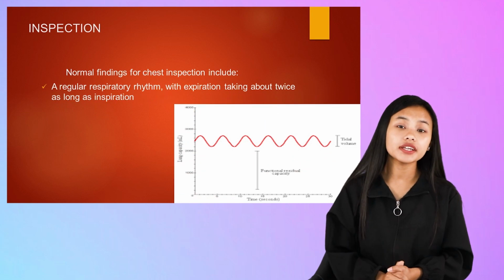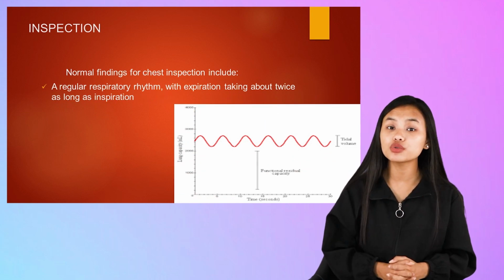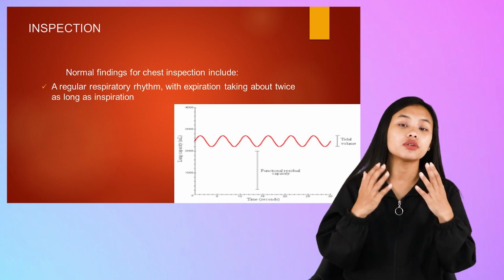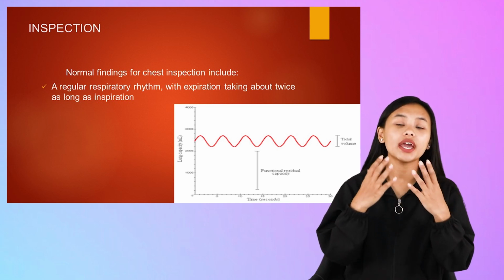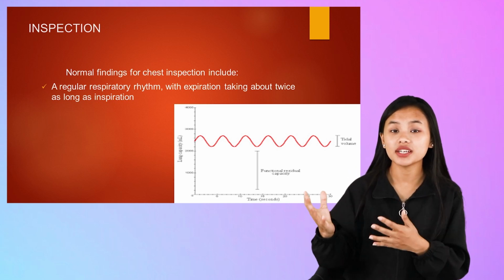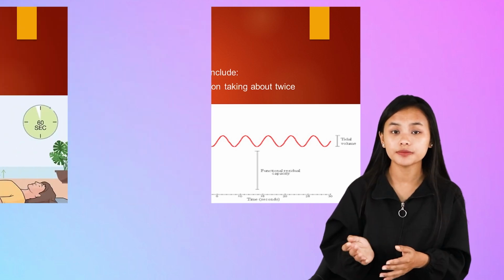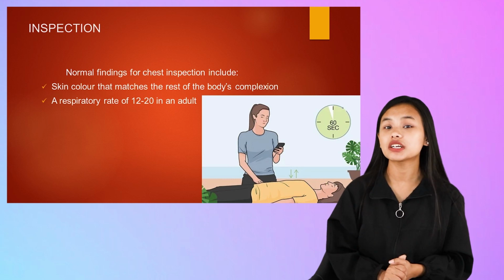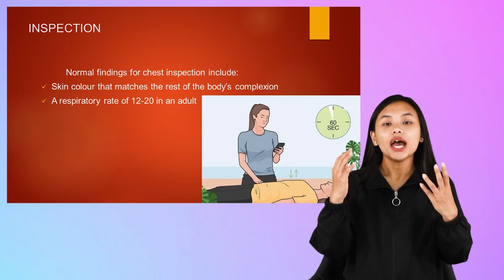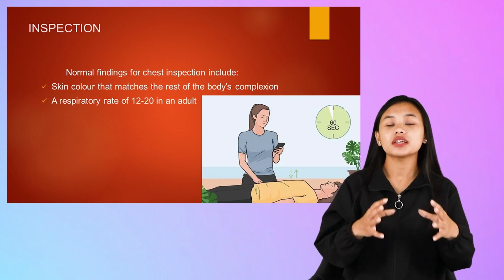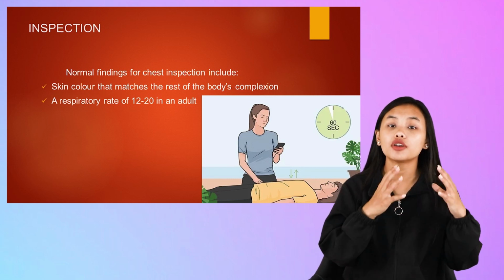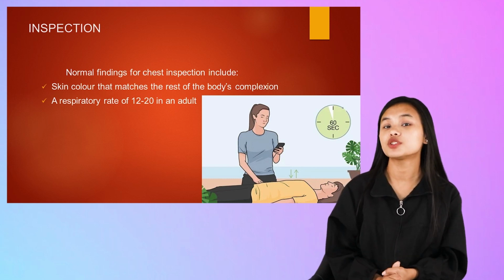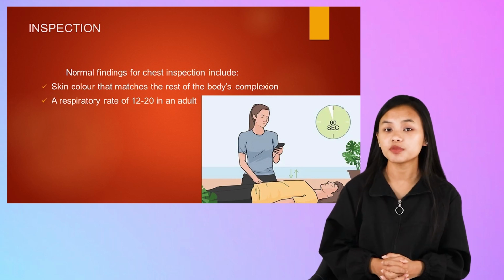The normal findings of the chest inspection also include a regular respiratory rhythm with expiration taking about twice as long as inspiration, and also a skin color that matches the rest of the complexion of the body. And in the case of an adult, there will also be a normal respiratory rate, which is between 12 to 20 breaths per minute.